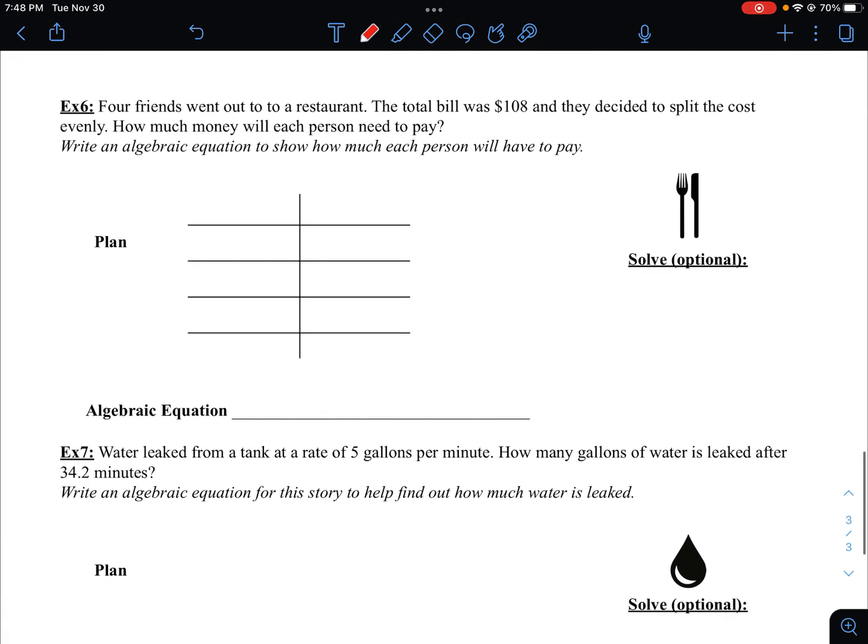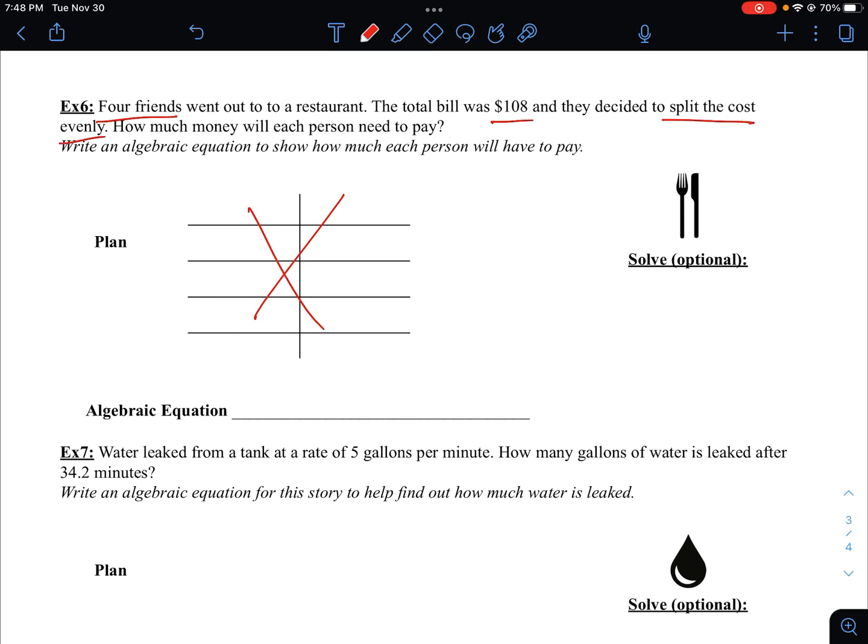Let's go to number 6. 4 friends went out to a restaurant. The total bill was $108, and they decided to split the costs evenly. How much money will each person need to pay? Write an algebraic equation to show how much each person will have to pay. This is one where it just seems so obvious to me that I don't even think the table is particularly useful. We've got 4 friends, and the total bill was $108. They decided to split the cost evenly.